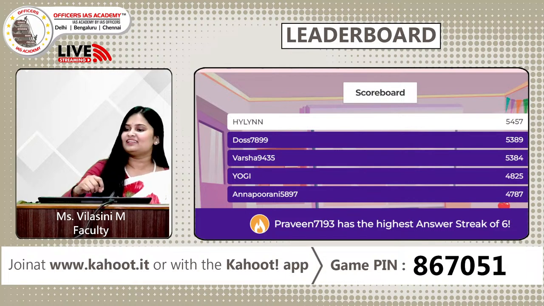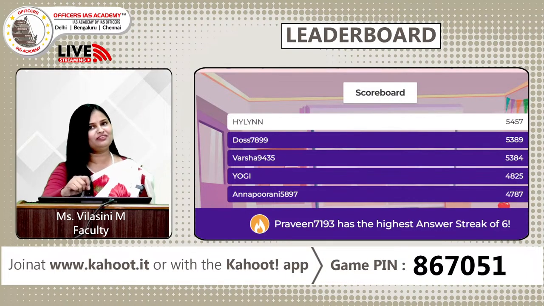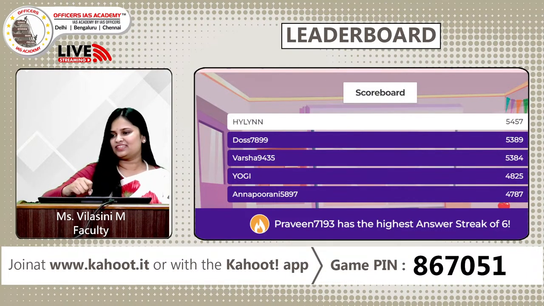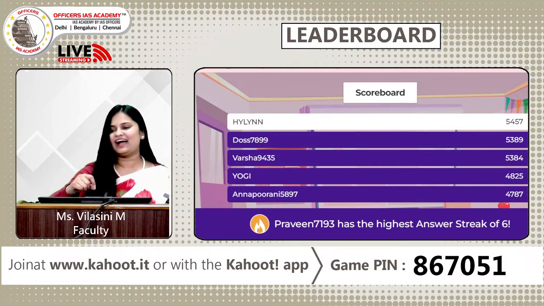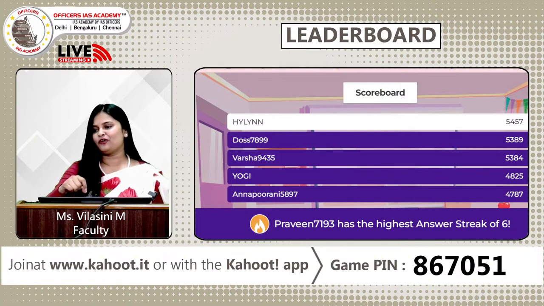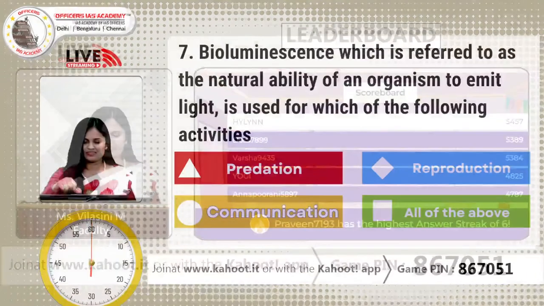So here, Highland, you remain the undefeated champion so far with a good score, followed by that is Das, and after that we have Varsha. Great going. So Praveen, amazing. You've had the highest answer streak of 6. So keep going, Praveen. More answer streaks to hit on. Fine. So moving forward, let's take a look at the next question for the day.